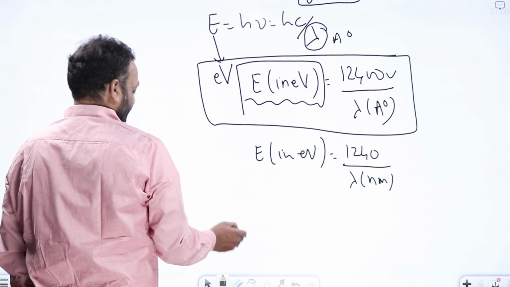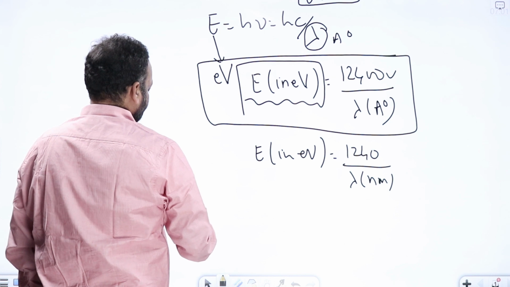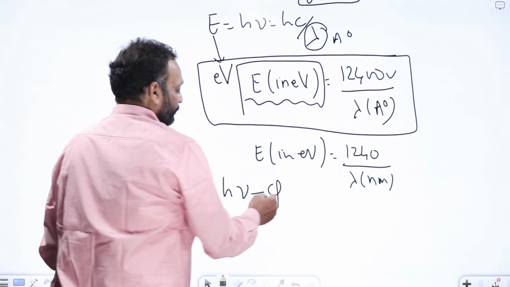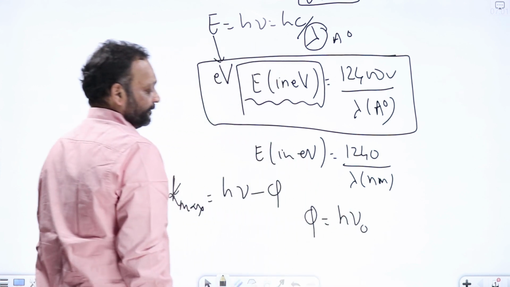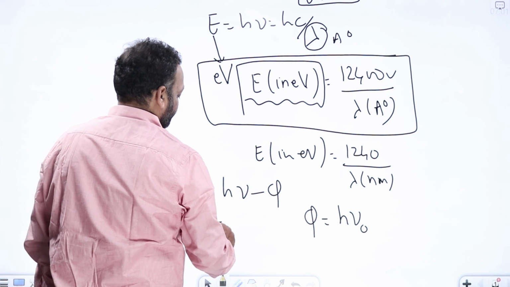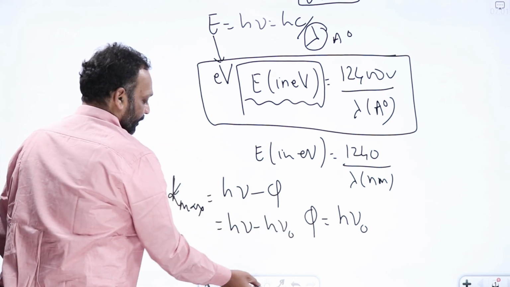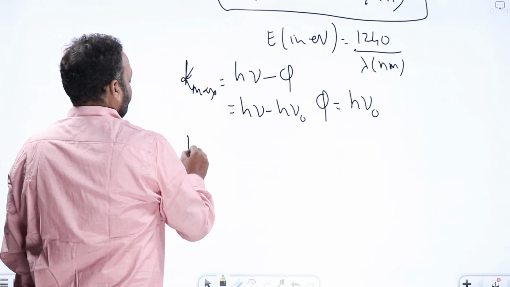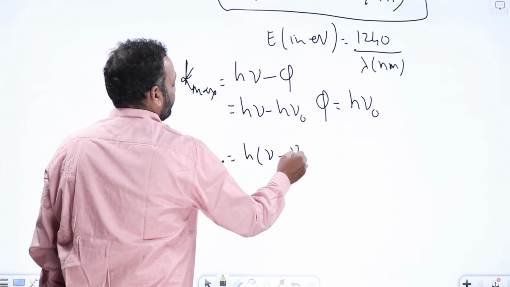So what is Einstein's photoelectric equation? K maximum equal to h nu minus phi. What is this phi? The photoelectric work function corresponding to that minimum threshold frequency nu naught. So phi equals h nu naught, and we can write h nu minus h nu naught. Or h into K maximum equals h into nu minus nu naught.